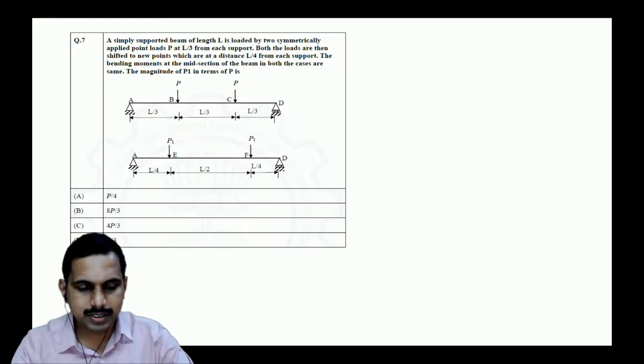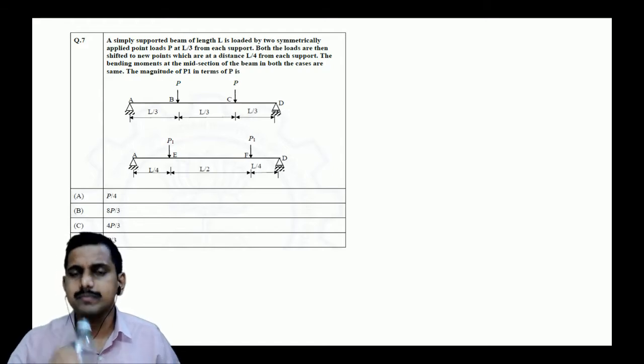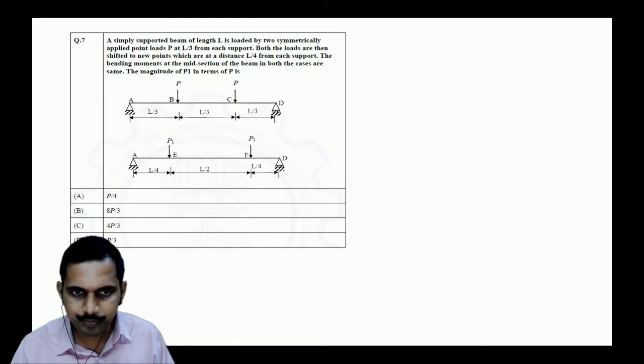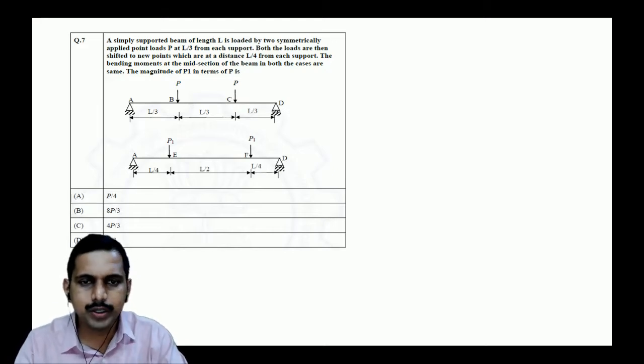Has anybody solved this question? And attempting is very important, students. Okay. Sir, 8P by 3. Wrong answer. Wrong answer. How did you go about?